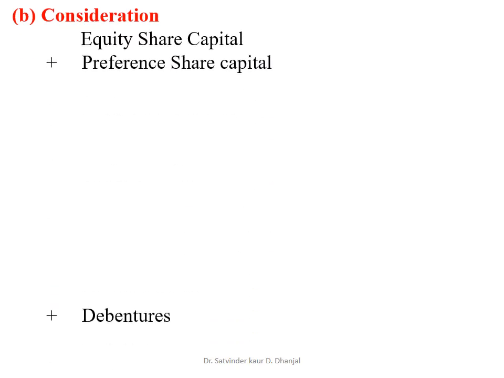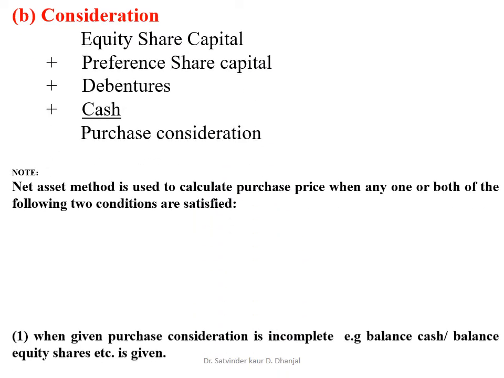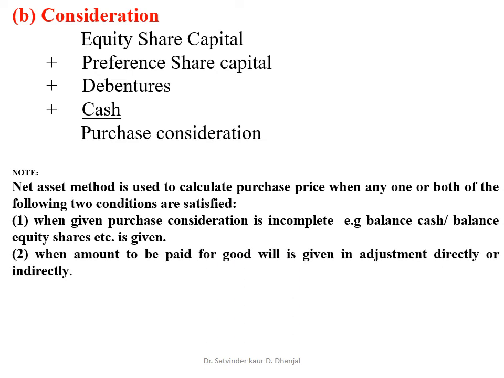The second method for calculating the purchase price is consideration method, which is also known as purchase consideration. So, consideration is equal to equity share capital plus preference share capital plus debentures plus cash. That will give the consideration amount. Now, the answer of consideration method and the answer of net asset method will be same in all the examples. Now there is a note.